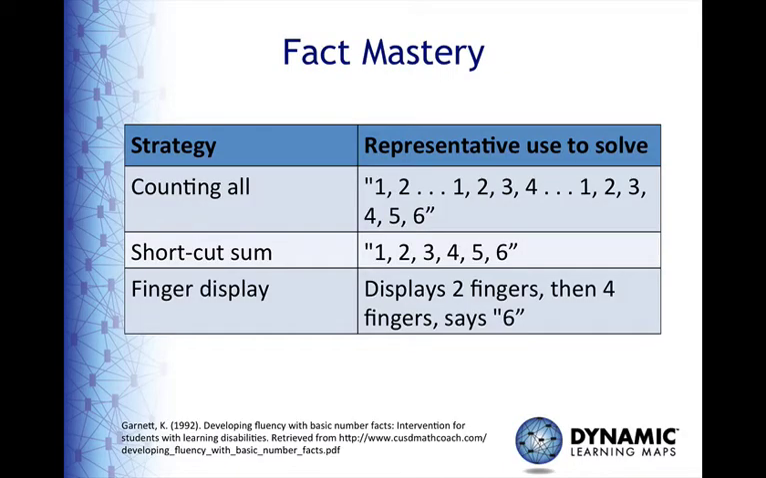Fact mastery refers to the automatic recall of any combination of quantities. This is usually all the facts, with the sums up to 20. This can be a difficult thing to master for students with significant cognitive disabilities due to the learning challenges they may experience.